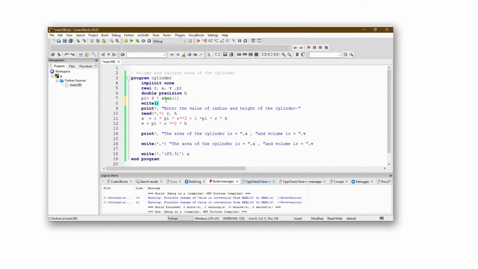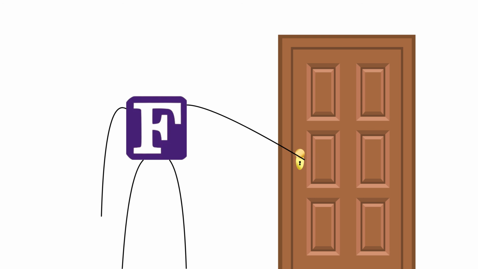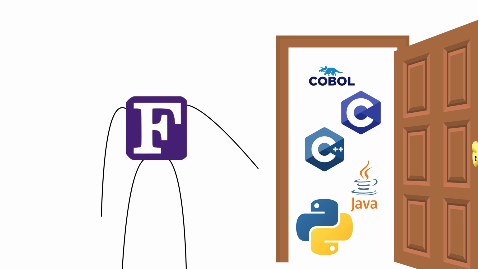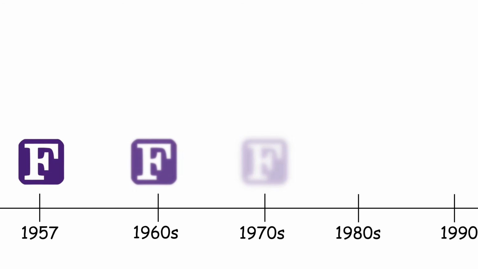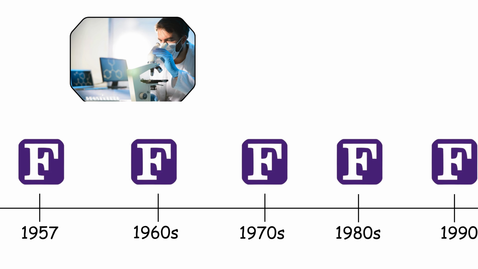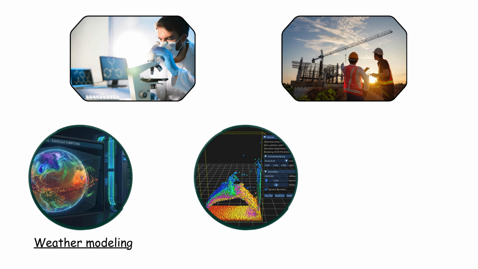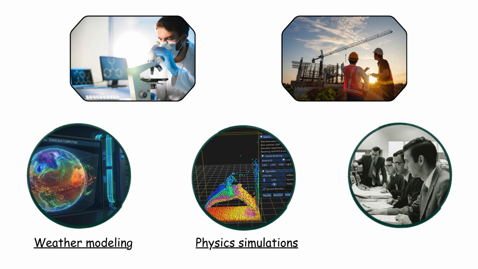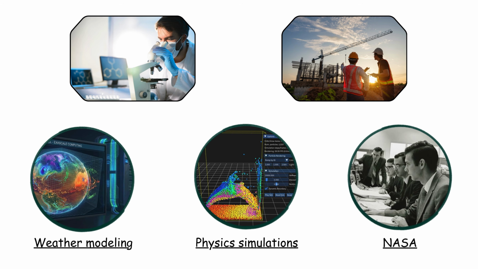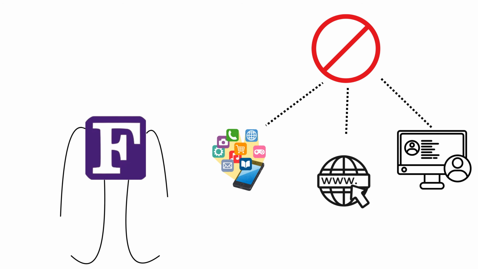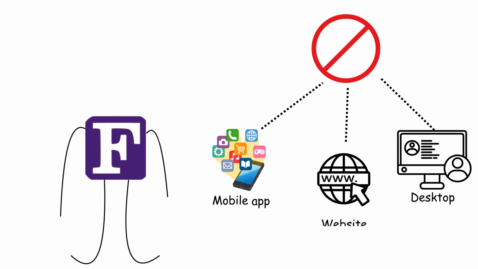It's considered the first widely used high-level programming language, and it opened the door for basically every language that came after it. For decades, it was the go-to language for heavy scientific and engineering calculations, things like weather modeling, physics simulations, and early space program calculations at NASA. FORTRAN's weakness is that it wasn't built for the kind of general software people build today, like apps or websites.